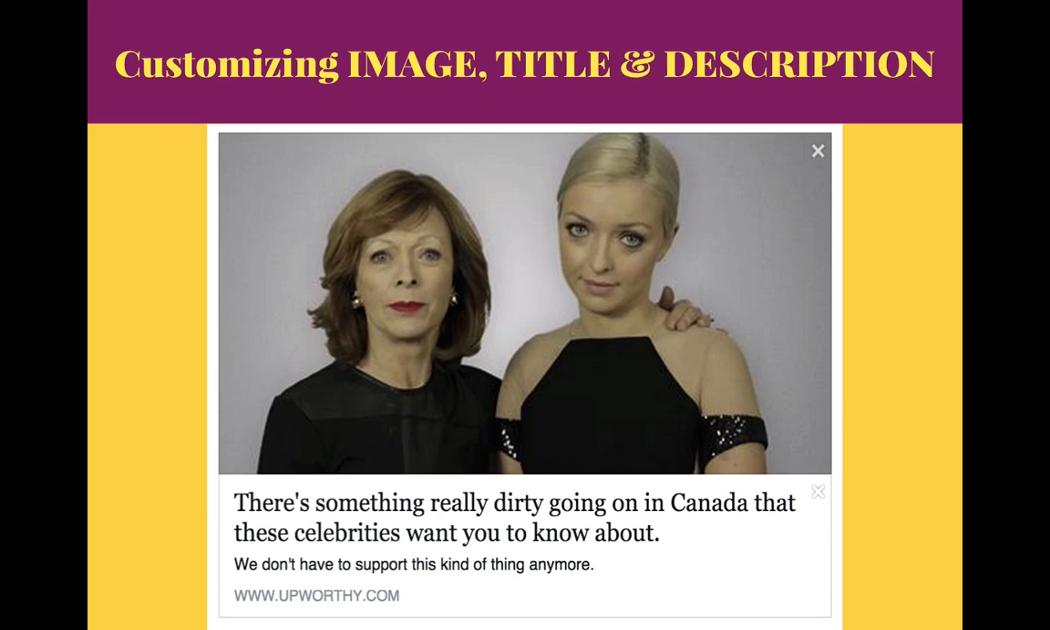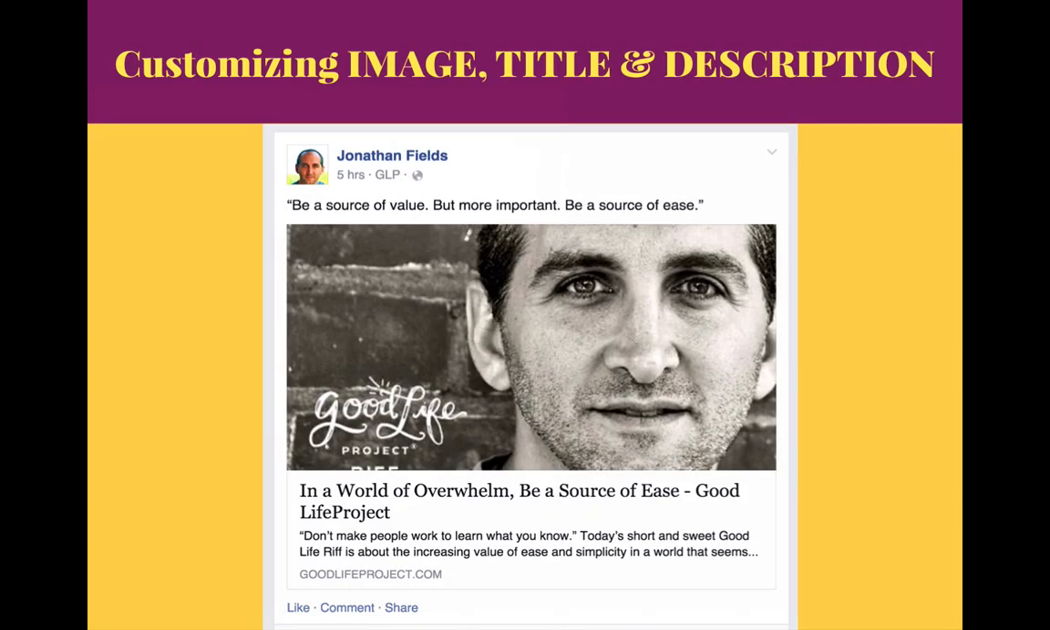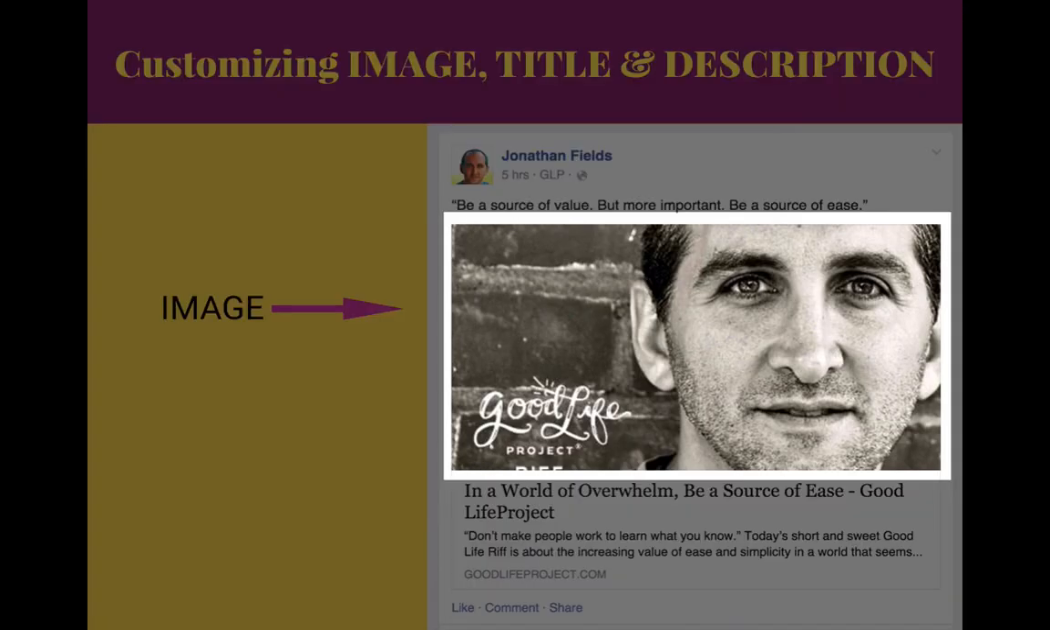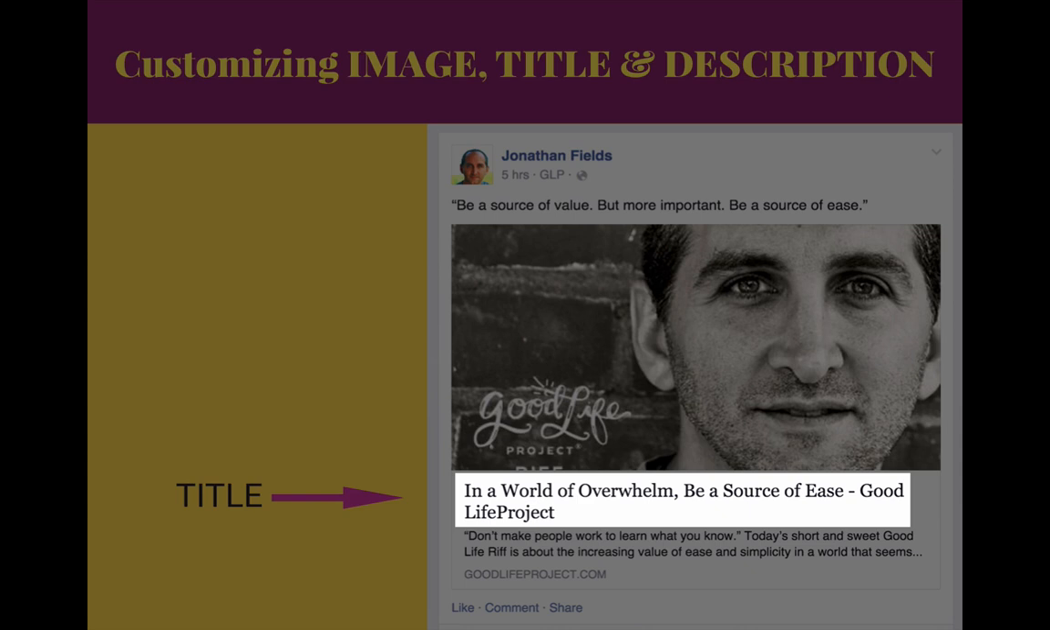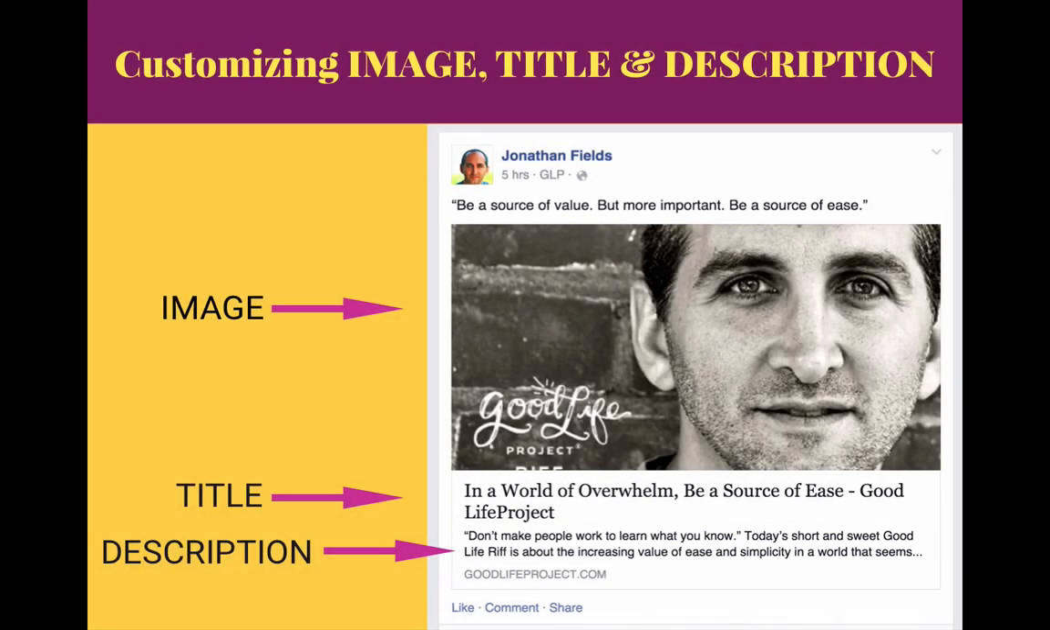And to show you what I mean, here's an example of a link that Jonathan Fields of the Good Life Project recently shared. As you can see, there's an image that gets pulled from the page, as well as a title for the article or blog post, and a short description or introduction to what the blog post or article is all about. All of these elements are totally customizable.